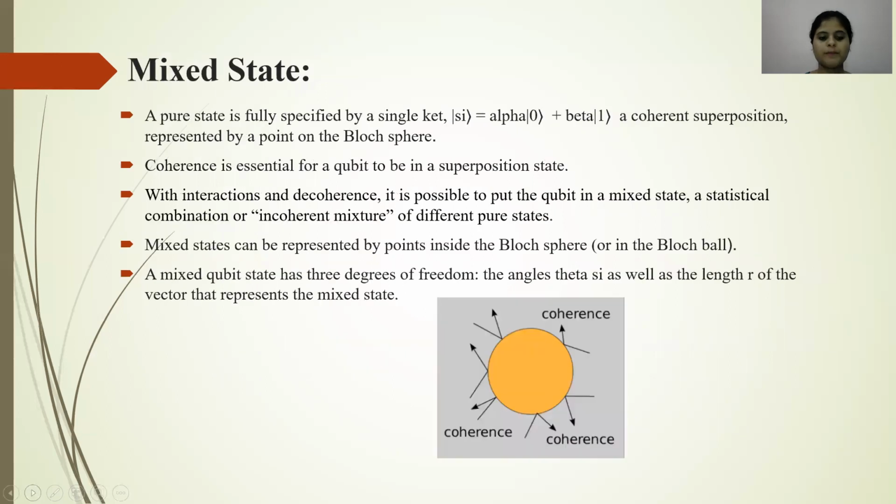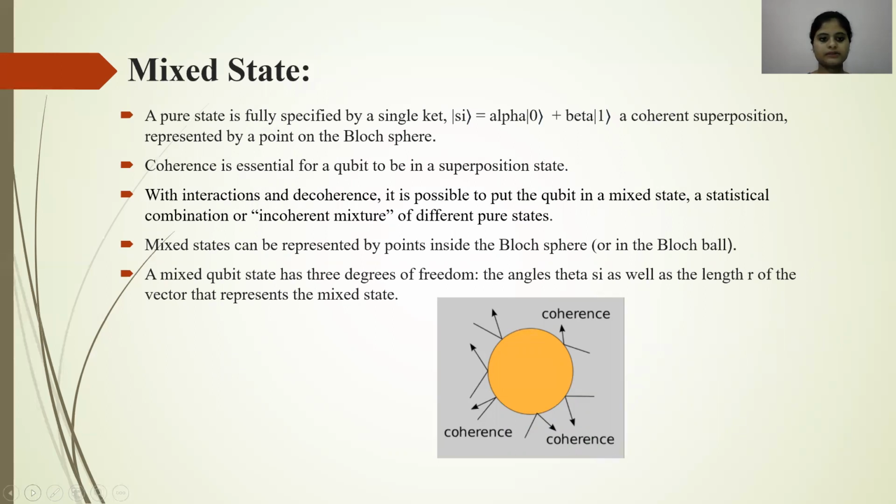Mixed state. A pure state is fully specified by a single ket. Psi is equal to alpha |0> plus beta |1>, a coherent superposition represented by a point on the Bloch sphere. Coherence is essential for a qubit to be in the superposition state. With interactions and decoherence, it is possible to put the qubit in a mixed state.